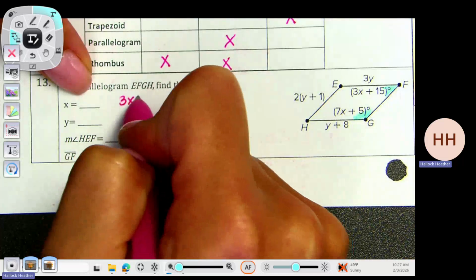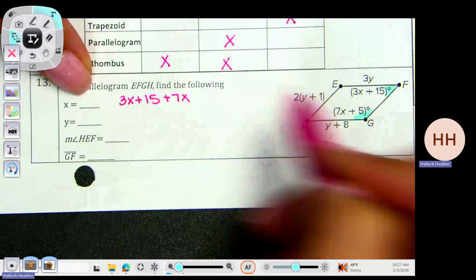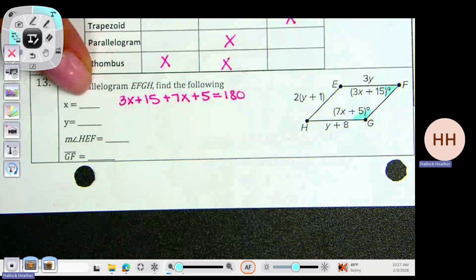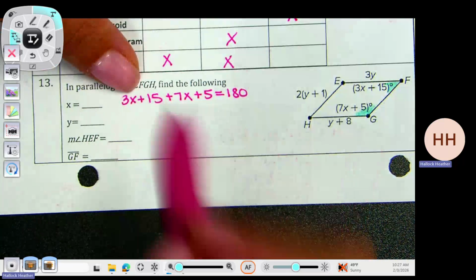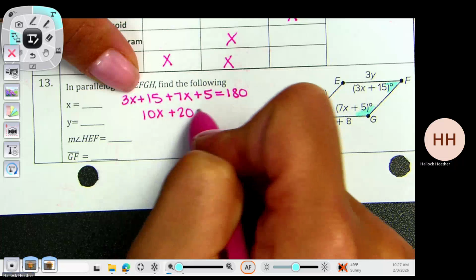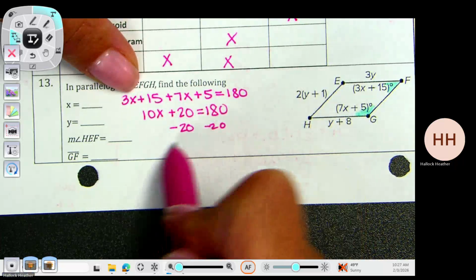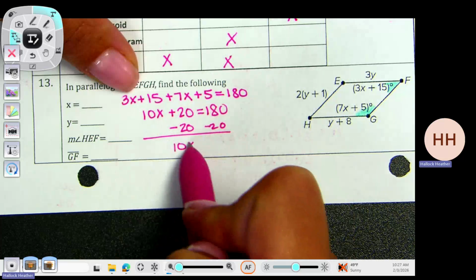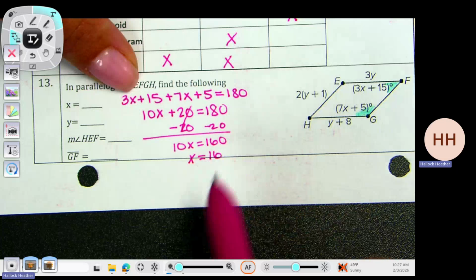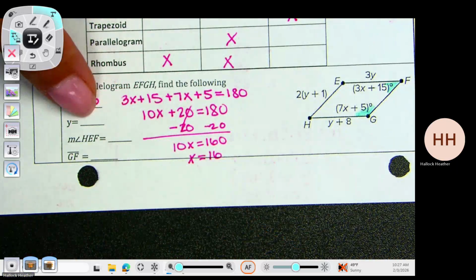So 3x plus 15 plus 7x plus 5 equals 180. So 3x and 7x make 10x. 15 and 5 make 20. I'm going to minus 20 to both sides. 10x equals 160. When I divide by 10, x is 16. So x is 16.